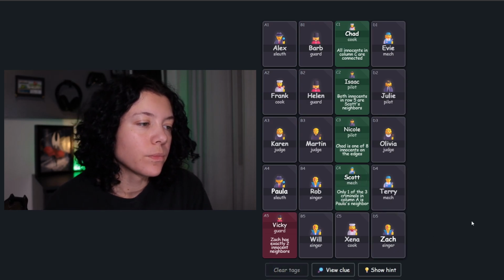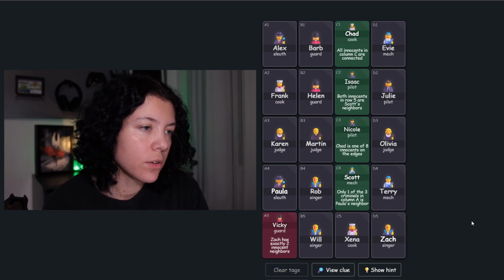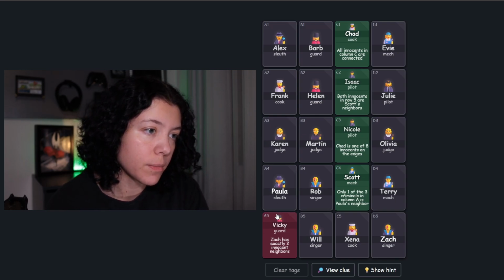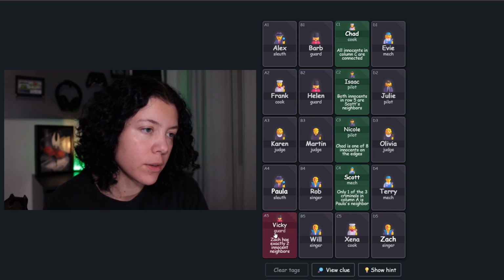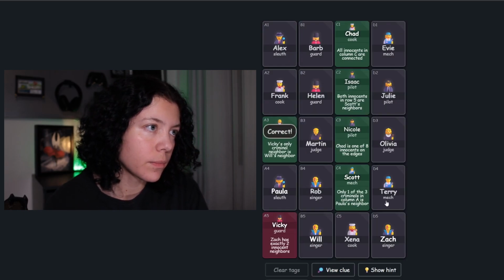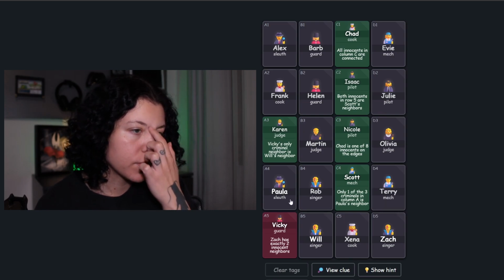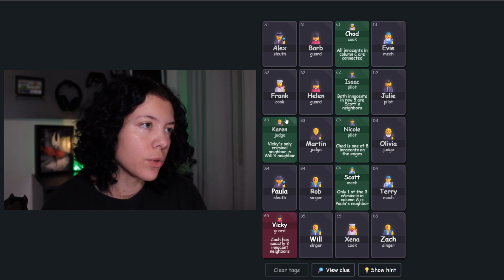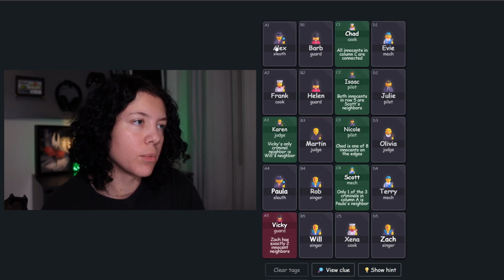Now, Scott is telling us that only one of the 3 criminals in column A is Paula's neighbor. Column A is here, and there's 3 criminals. Only one of them is Paula's neighbor. So Vicky is the only criminal in column A that's Paula's neighbor. So we know that Karen is an innocent. And Paula herself could still be a criminal, so we don't know if Frank and Alex are both criminals.